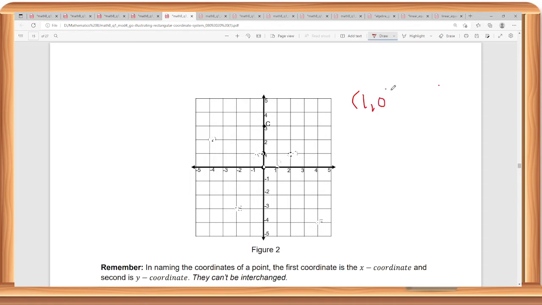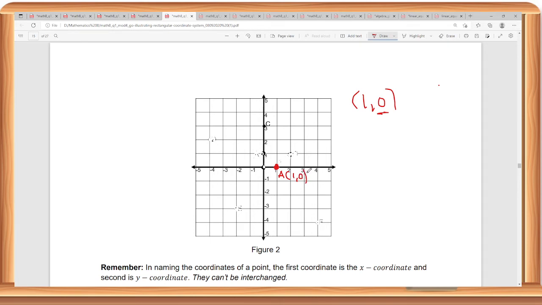The y is 0. That's why it is here. And then your x is positive 1. So here is positive 1. So this is where point A is located, wherein the x coordinate is 1 and the y coordinate is 0.